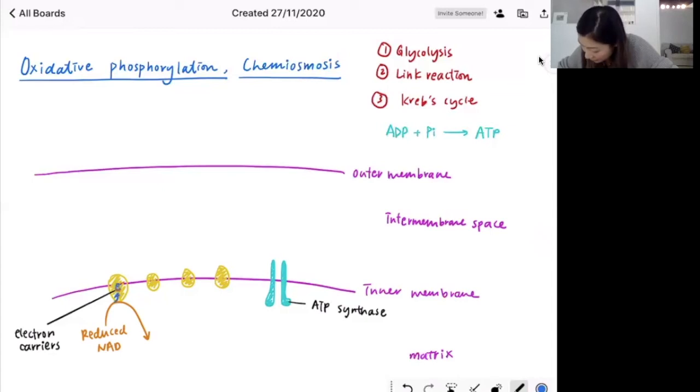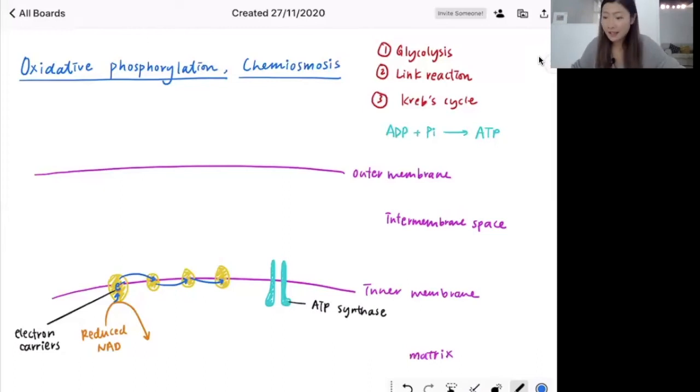So we have the electron that is released from reduced NAD. These electrons will then move along from one electron carrier to another, with obviously some oxidation and reduction happening. When electrons are moving along the ETC, they lose energy after each transfer. If you want to know more, you can Google it and you would see the zigzag diagram where the energy level keeps going lower.